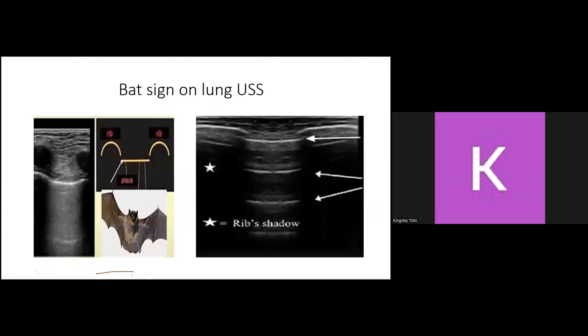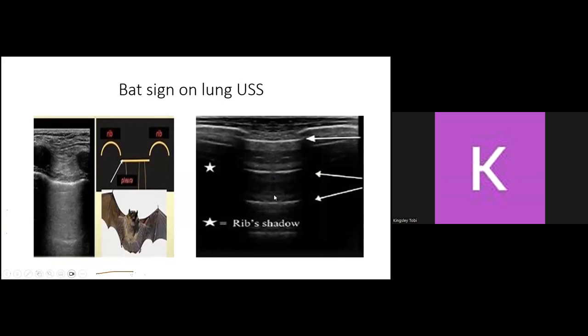For instance, the bat sign: when you put your linear probe on the second intercostal space, immediately below the clavicle, you will see what looks like a bat wing sign. This is a bat, all right? On the left of the screen, you will see these anechoic structures. And you'll see the pleural line, which is an anechoic horizontal line, and you'll see the rib shadows extending from the superior part down.